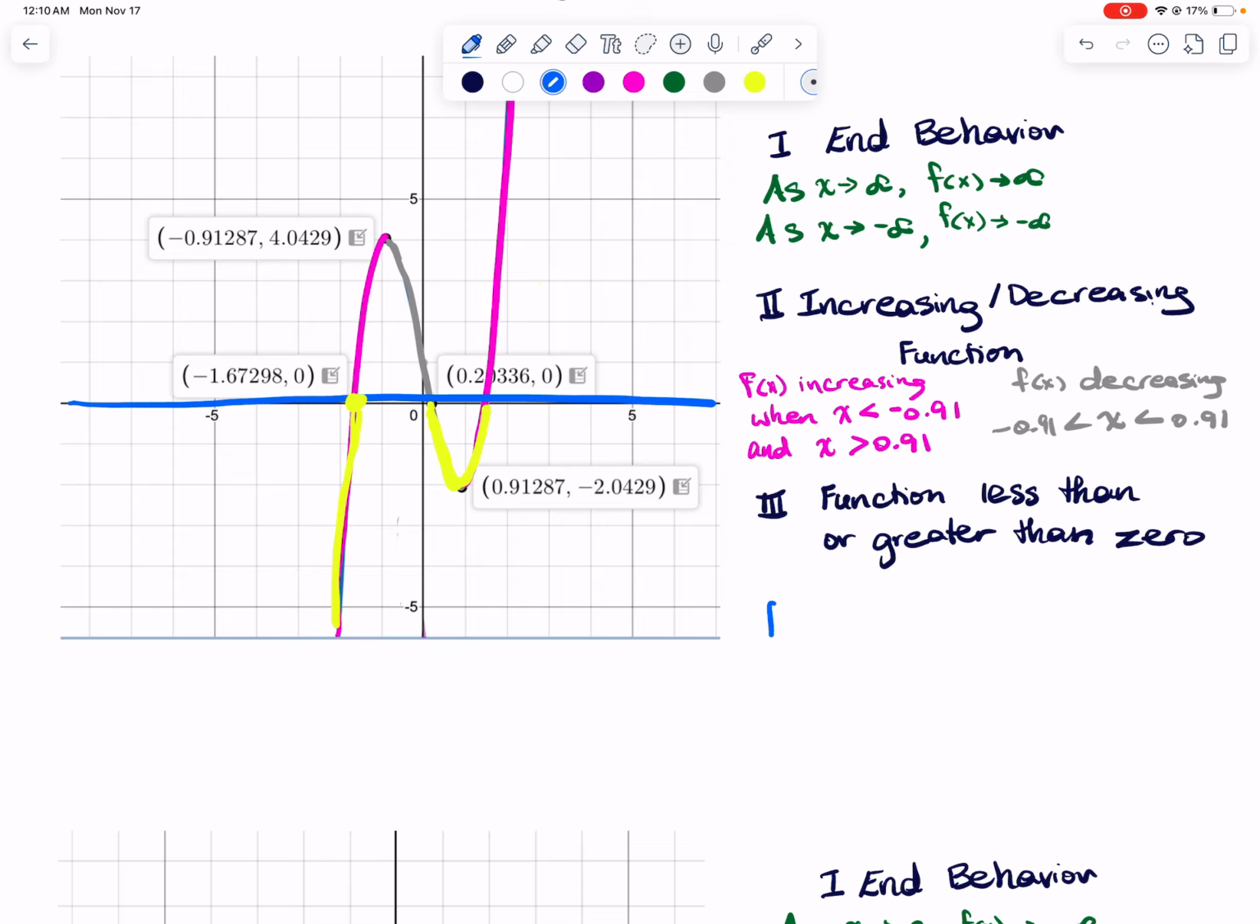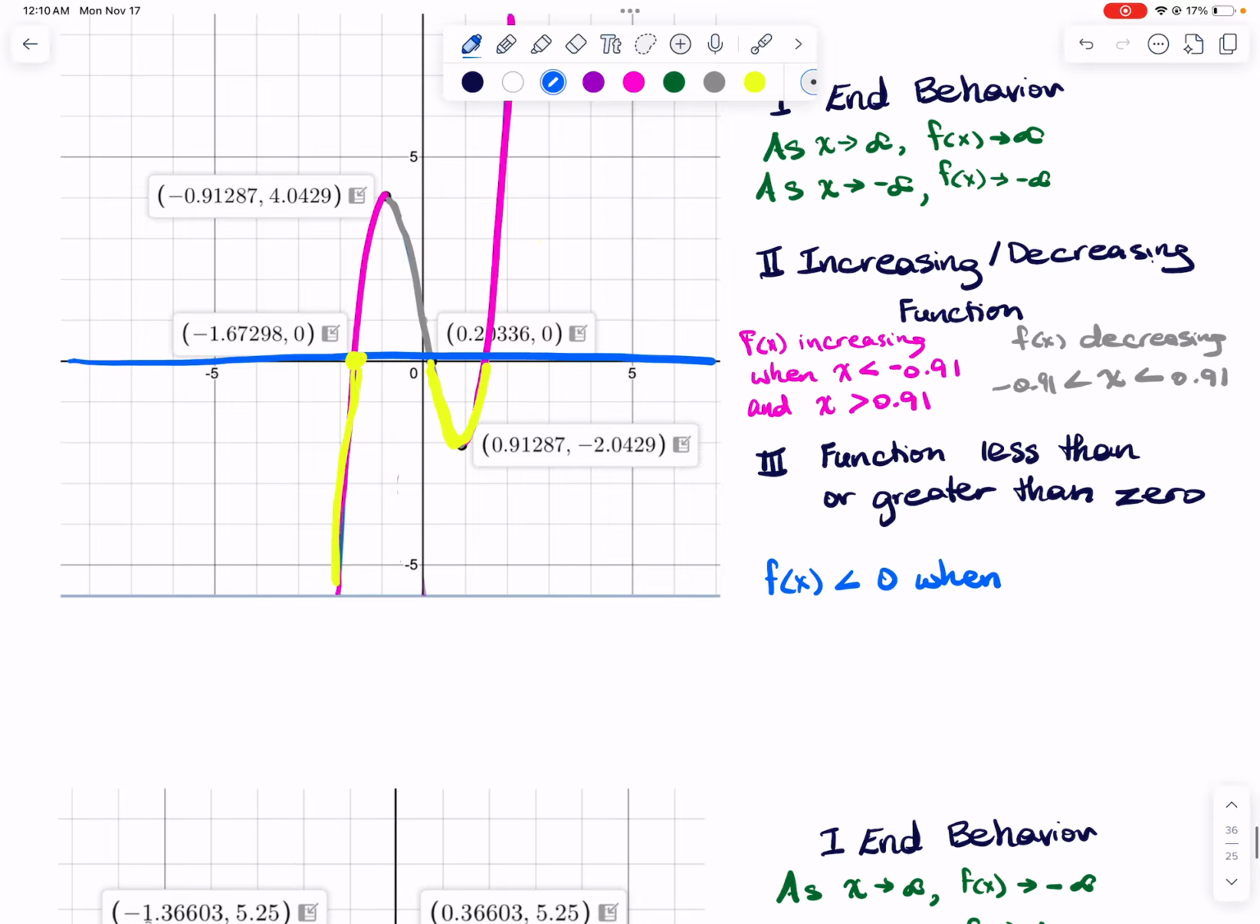All right, the function f of x is less than 0. So that's, the graph is lower than that x-axis when x is less than negative 1.67. So again, that is that yellow section that I just traced. The graph is lower than the x-axis when x is less than that number. It's also lower in between those two values.